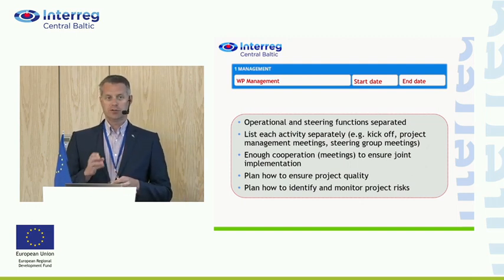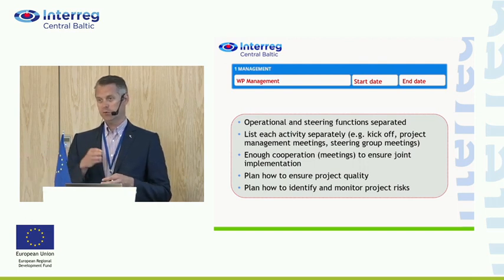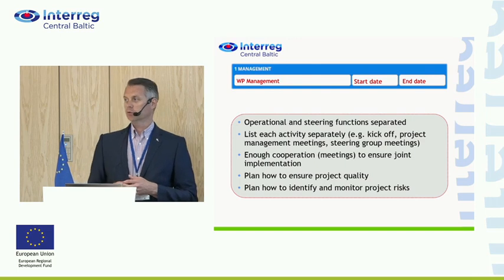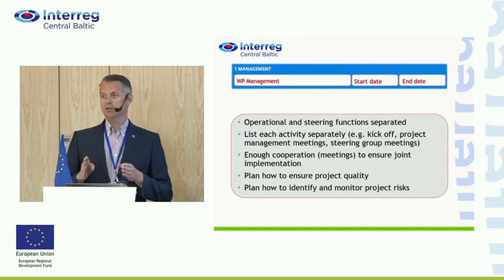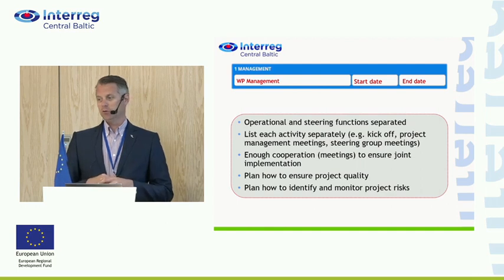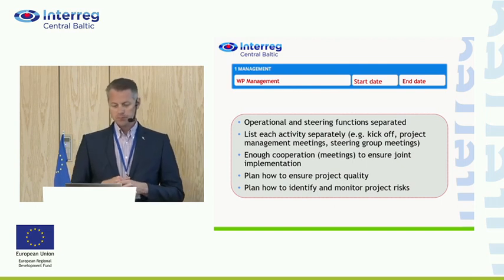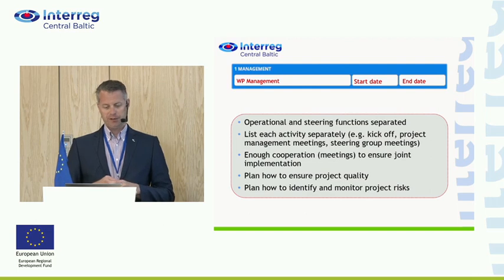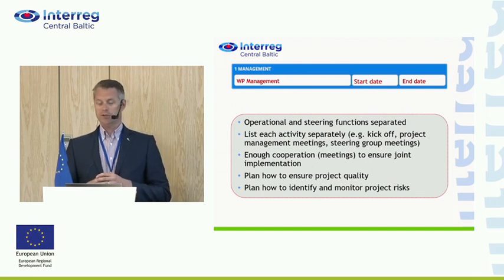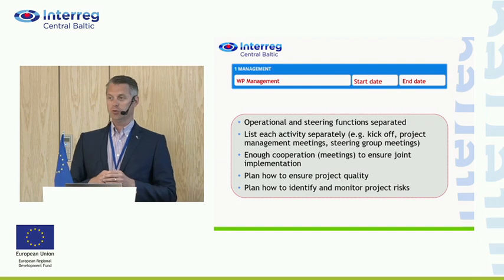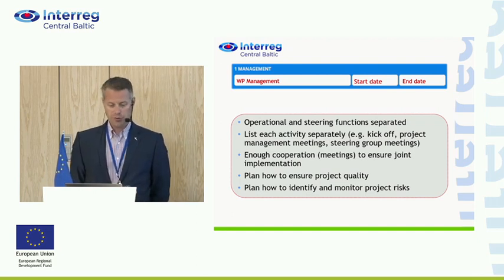If you have events, like the example here of steering group meetings, which occur, let's say, every 6 months from the beginning to the end of the project, then you can indicate them in one single activity and just write in the description that this will take place every 6 months. So you don't always have to put in separate meeting activities. And generally regarding management, you should ensure there is enough cooperation for the joint implementation of the project and joint management and, basically, joint everything.